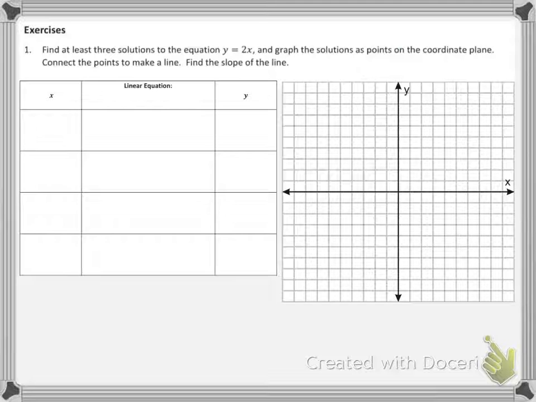Let's get started. Number one, we have to find at least three solutions to the equation y equals 2x and graph the solutions as points on the coordinate plane. Connect the points to make a line and then find the slope.